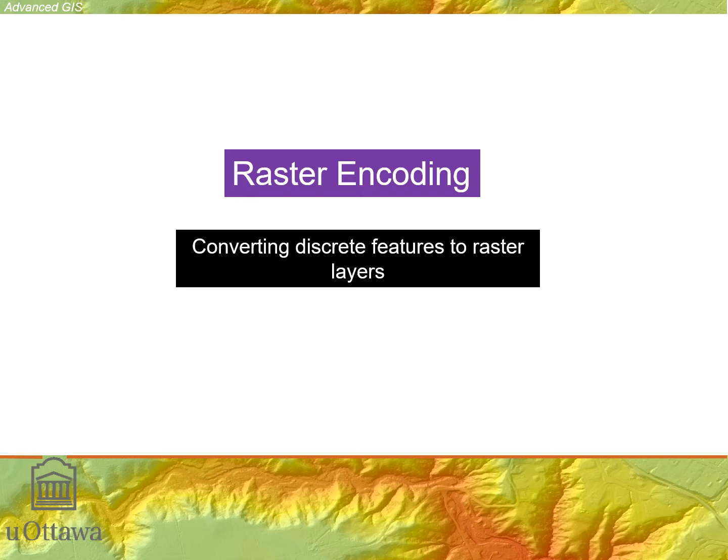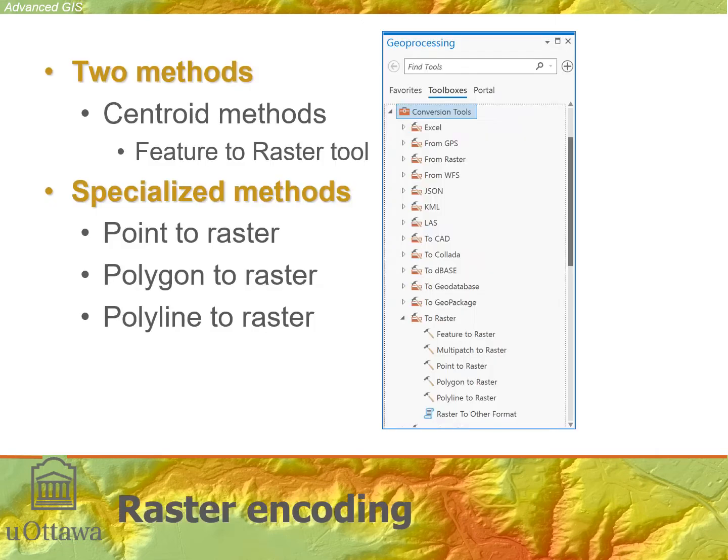So now let's look at raster encoding. The idea of raster encoding is converting discrete features, such as vector features, or even the real world directly, to raster layers. There are a number of methods in which we can encode. You've seen a couple just in the previous video.